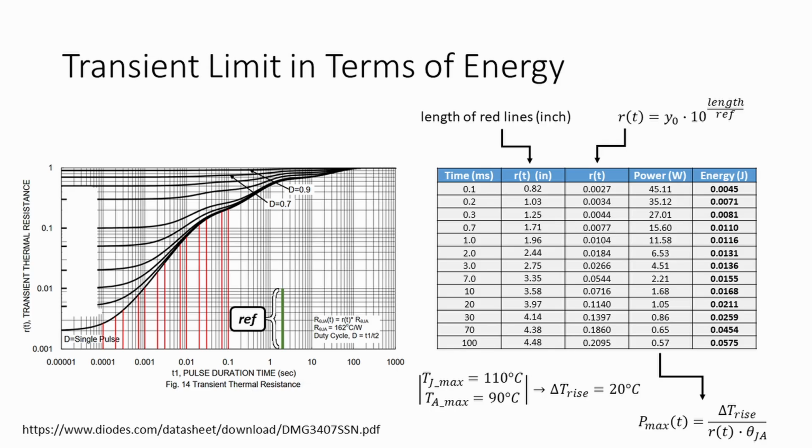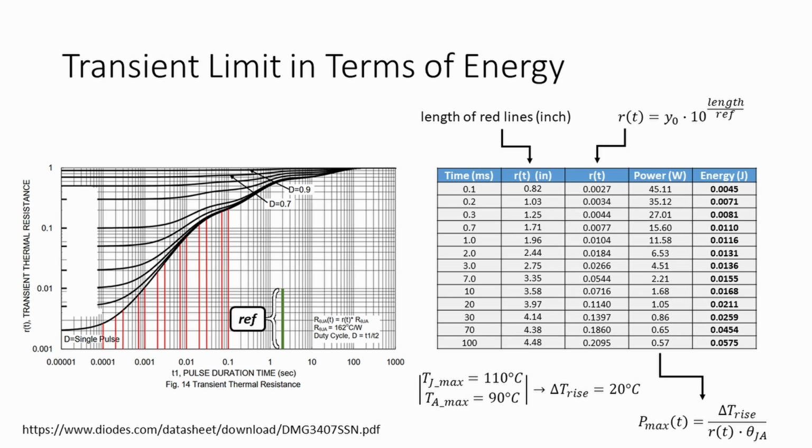The table shows pulse duration times in the first column and the length of the red lines in inches in the second column. You can just read off the length of the line in PowerPoint in the Format Shape sidebar. The formula for converting the length in inches back to the scale of the graph in the datasheet is shown. The green reference line is the length of 1 decade in the y-axis, so using its length in inches allows the conversion to work out.